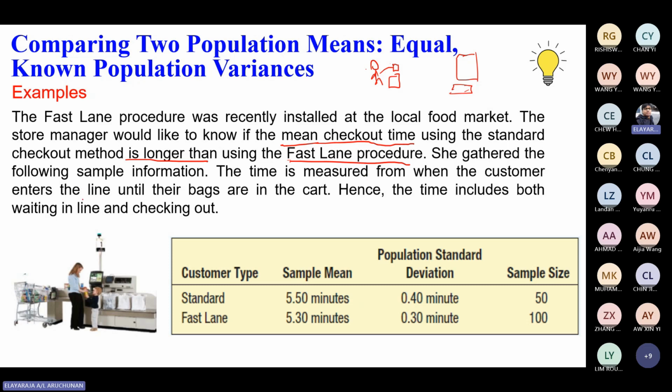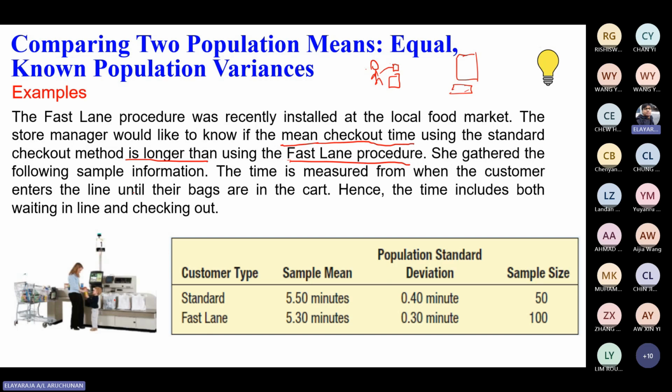The time is measured from when the customers enter the line until their bags are in the cart. And the time includes both waiting in the line and checking out.